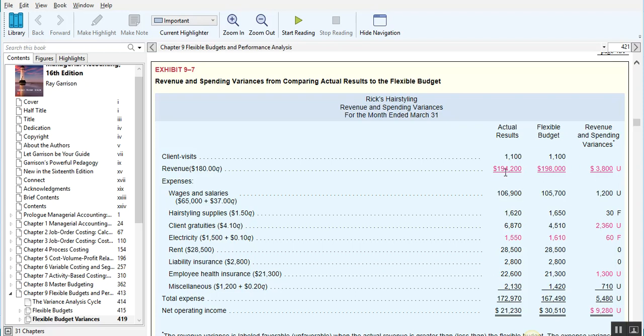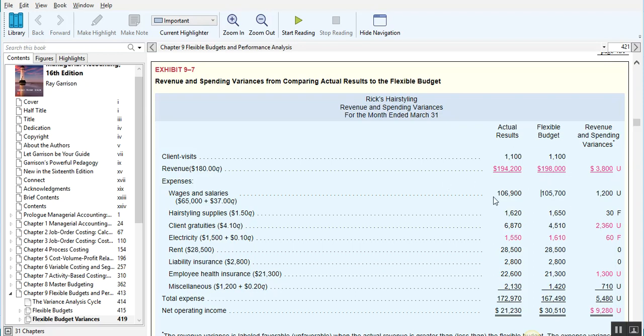So here we've calculated the flexible budget at 198 compared to on 1,100 visits. Compared to the results, we have 194.2. There's a $3,800 unfavorable spending variance, which means we did not receive $180 per visit. We budgeted for that, but we didn't get it.